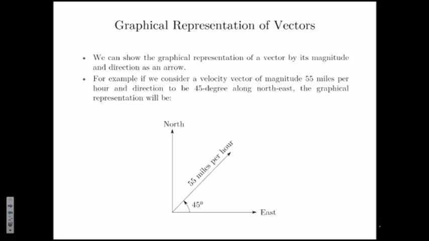All I have to do is pick a scale, right? If I want to really draw it, let's say using a ruler and a pencil, I can say, hey, I'm going to pick maybe 10 miles per hour as 1 centimeter. Then all I have to do is draw a 5.5 centimeter long line, put an arrowhead over here, and draw it at 45 degrees from east, right? And my job will be done.